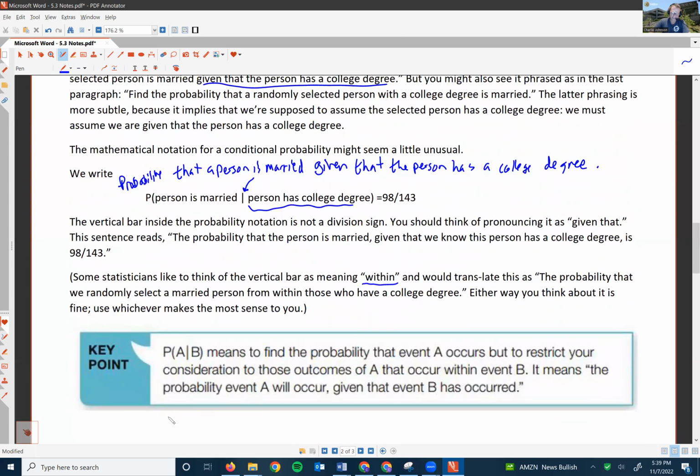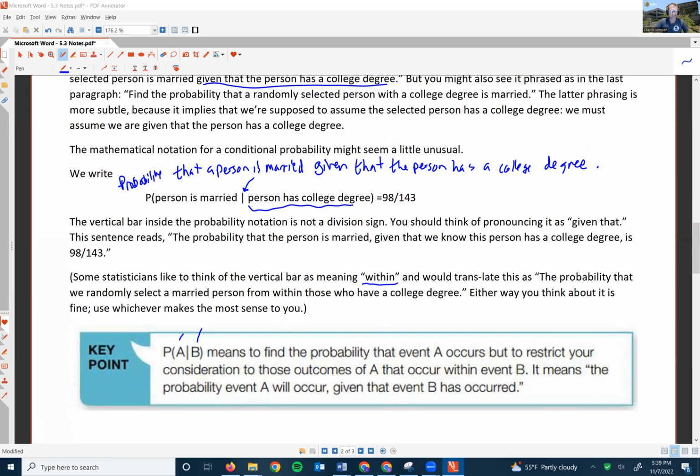To summarize, the key point: it's the probability that A happens given that B is true. It means to find the probability that event A occurs, but to restrict your consideration to those outcomes of A that occur within event B. It means the probability event A will occur given that event B has occurred.